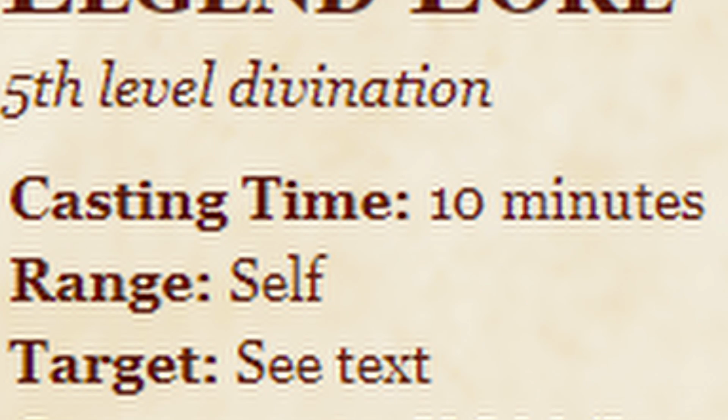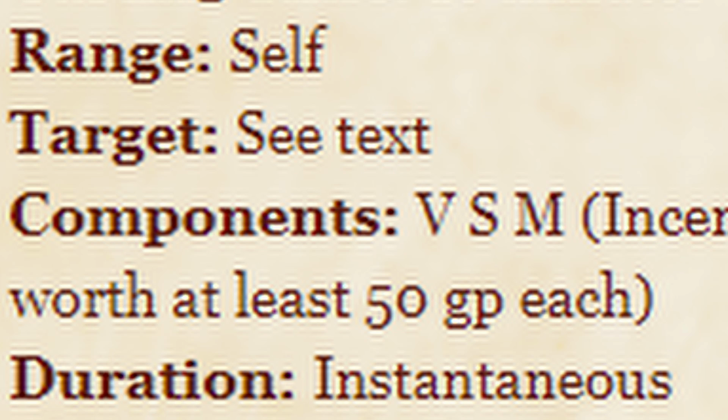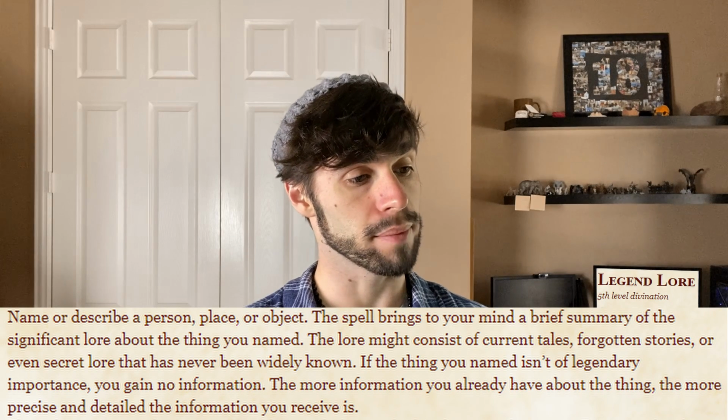5th level divination, casting time of 10 minutes, range of self, components verbal, somatic, material: incense worth at least 250 gold pieces, which the spell consumes, and 4 ivory strips worth at least 50 gold pieces each. Duration, instantaneous. Name or describe a person, place, or object.